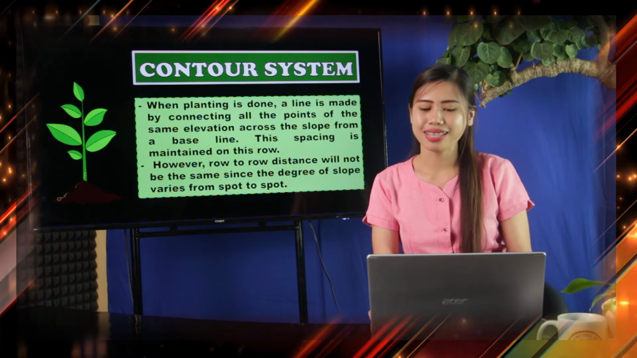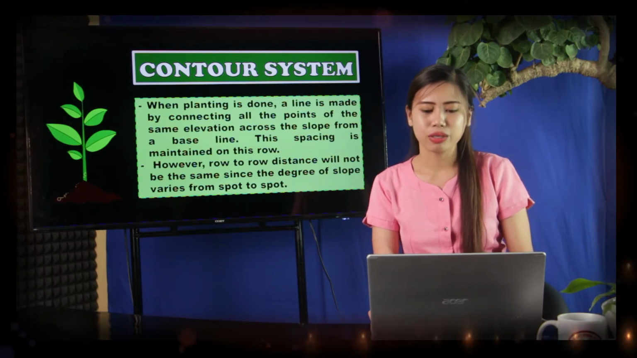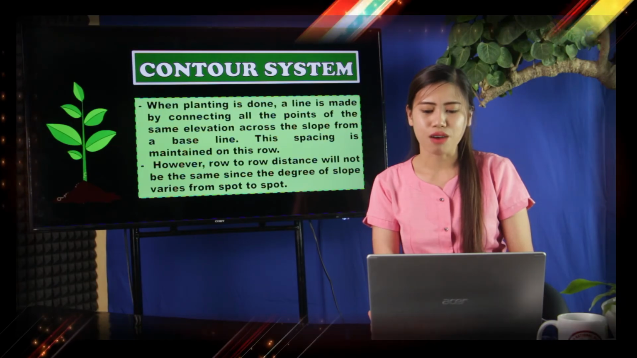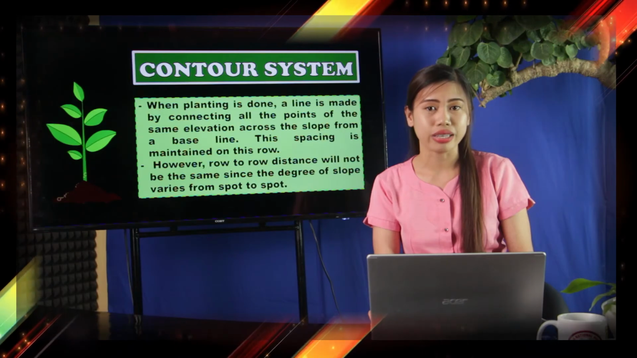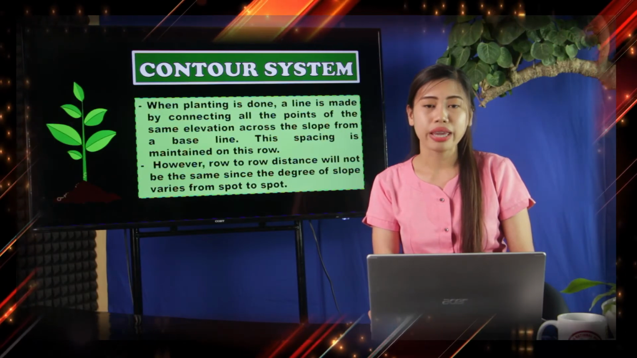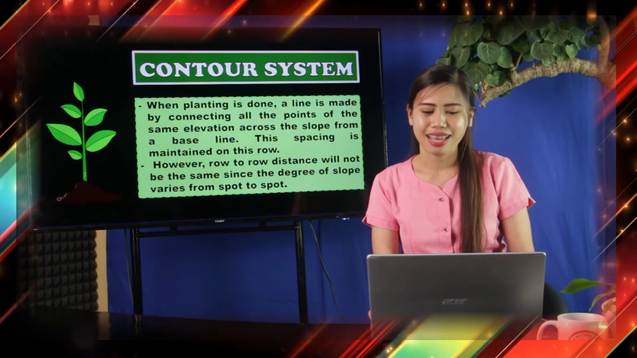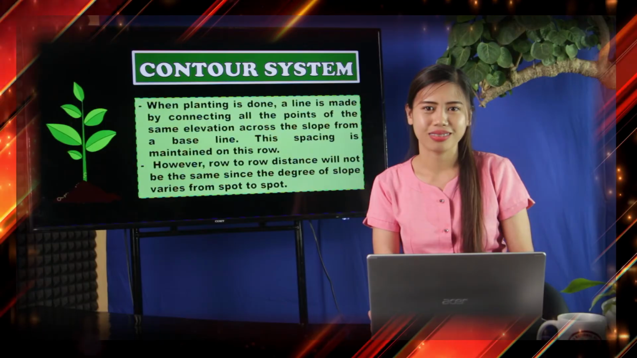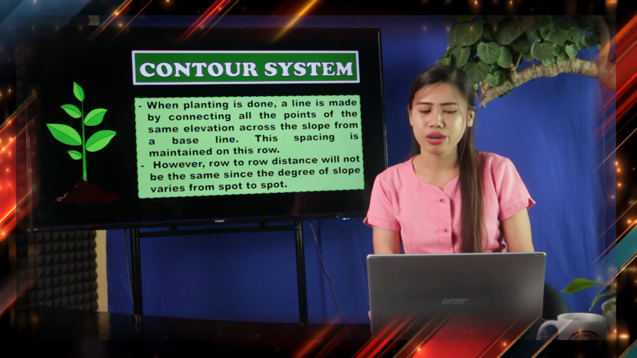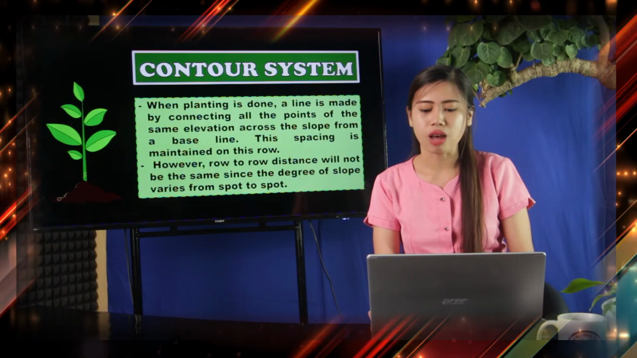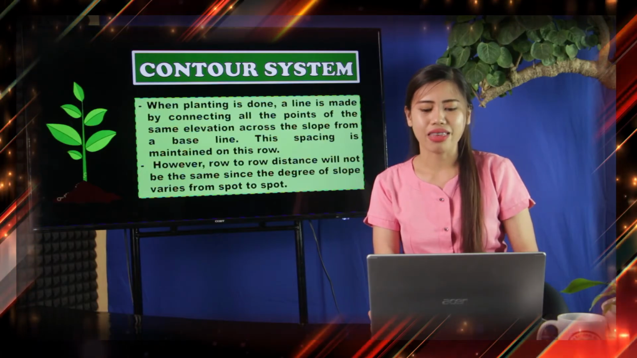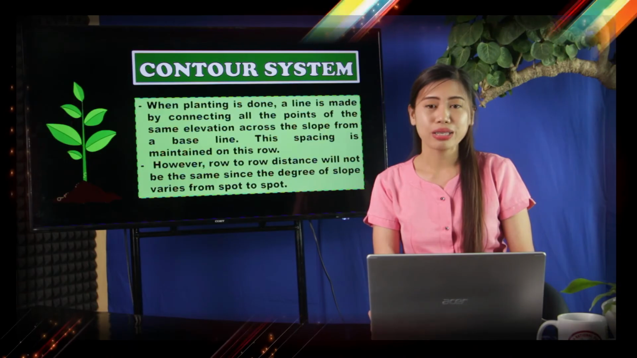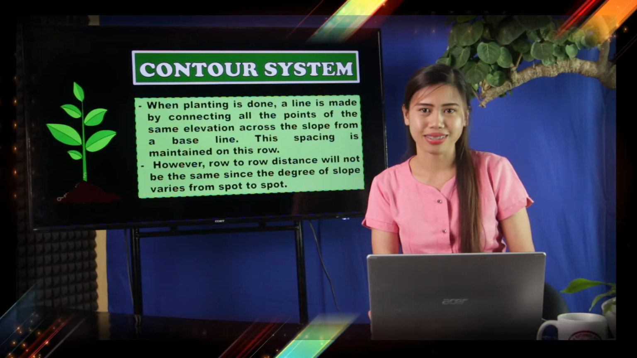But when planting is done, a line is made connecting all the points of the same elevation across the slope from a baseline. This spacing is maintained on this row. However, row-to-row distance will not be the same since the degree of slope varies from spot to spot.